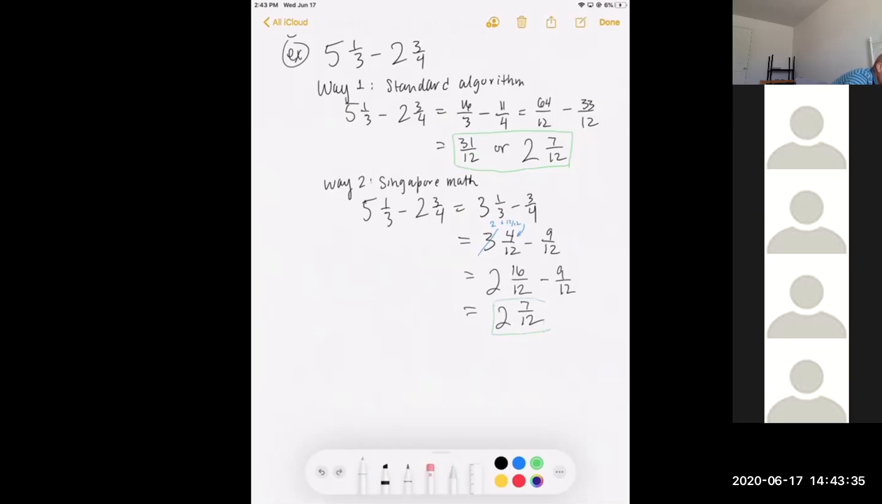So this might actually have a couple of advantages over the standard algorithm, as the numbers are simpler to use. You don't have to do lots of multiplication.